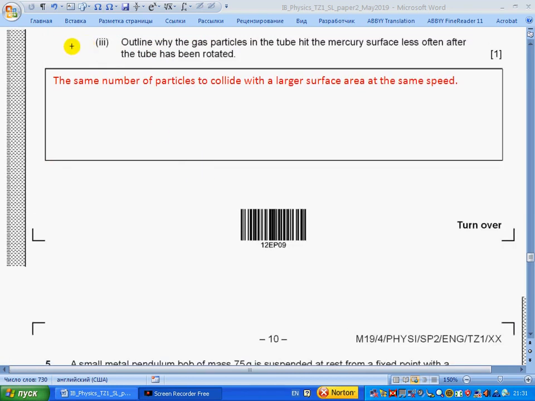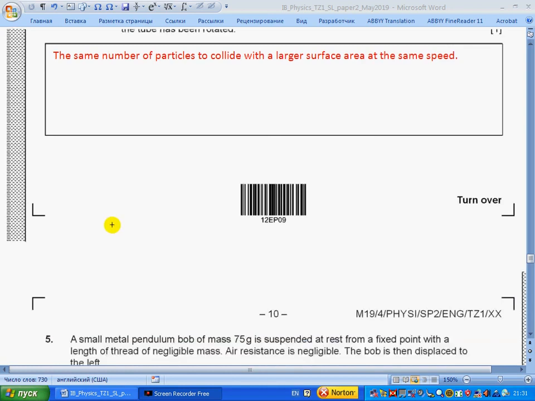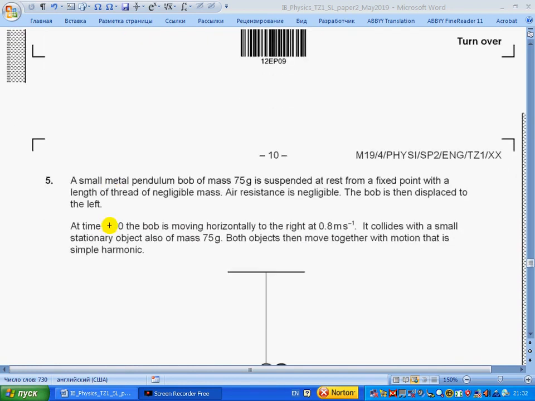3(b)(i). Outline why the gas particles in the tube hit the mercury surface less often after the tube has been rotated. The same number of particles collide with the larger surface area at the same speed. Same speed. Why the same speed? Because of the same temperature.